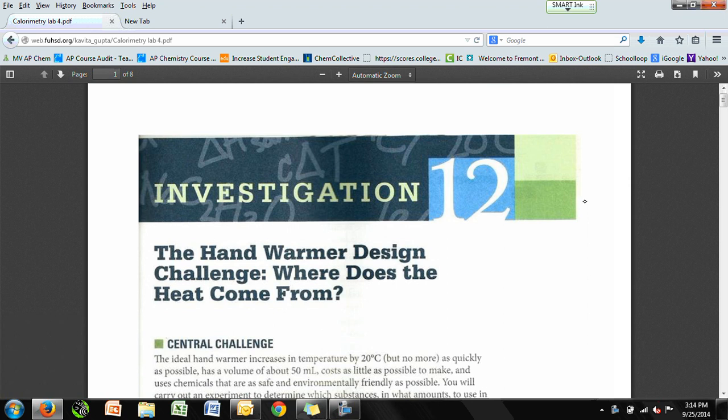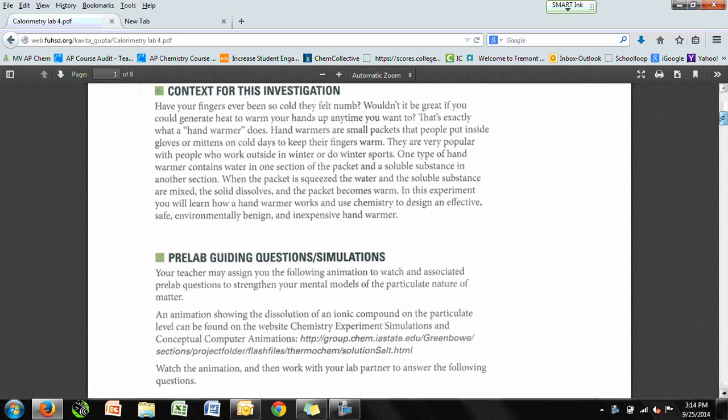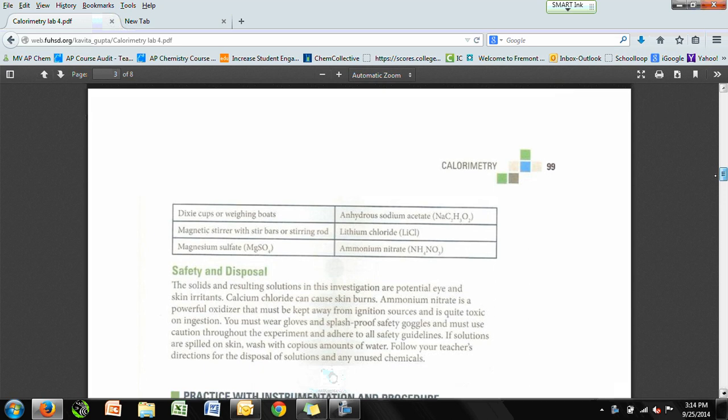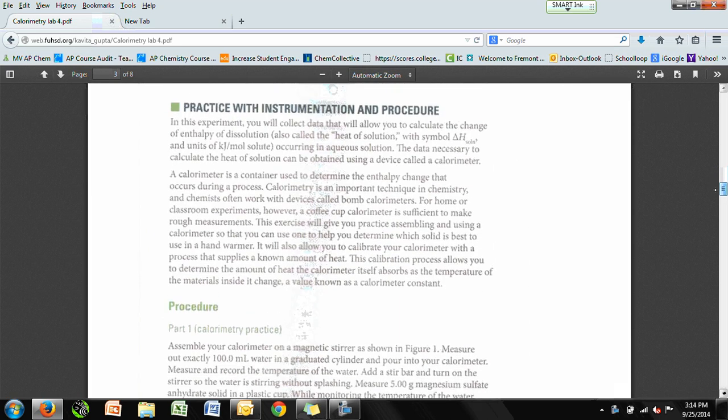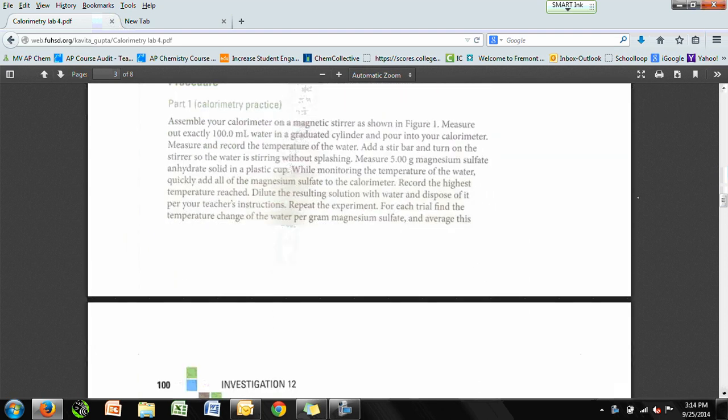Hello elements, I am doing this short podcast on calorimetry or designing a hand warmer lab because I saw a lot of confusion today. So first of all, you were trying to do two things today. You were trying to do part A and part B of this lab. In part A of this lab, you were trying to get some practice with your procedure.